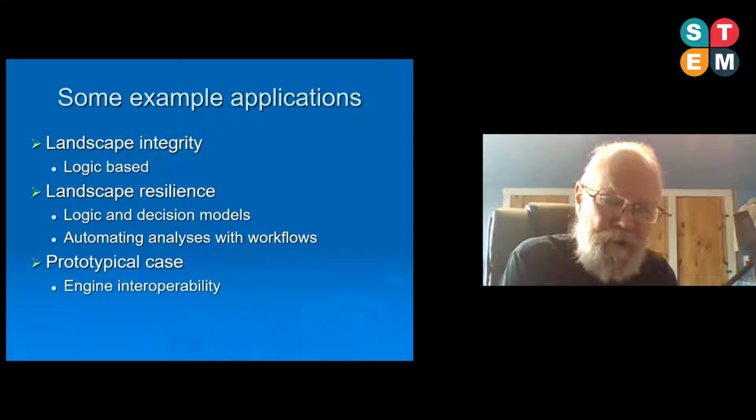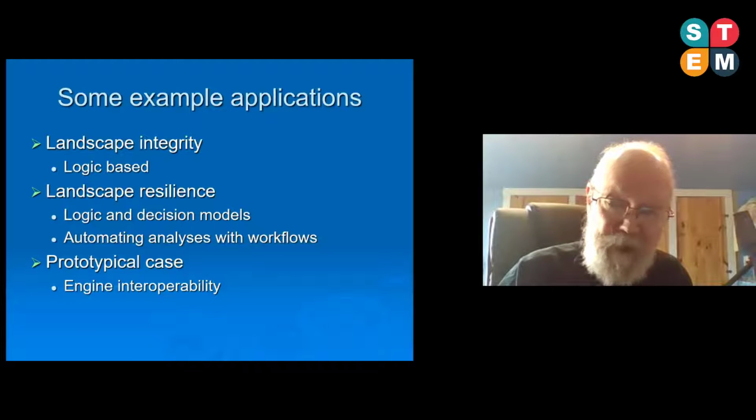I have three examples that I'm going to go through very briefly. The first is an example of evaluating landscape integrity, which is the simplest one, because this one is simply focused on a logic-based approach to interpreting landscape integrity. The next one is a bit more complicated.